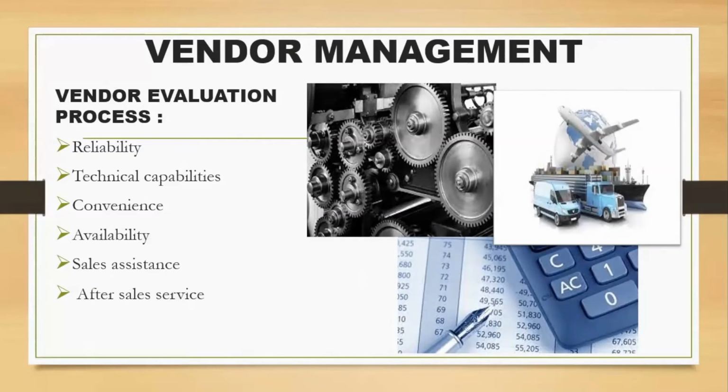The next point is that of the availability factor. Availability as in terms of the availability of the goods as and when required. For example, if there is an exigency or there is an urgency of getting an order, your vendor should be able to support that.